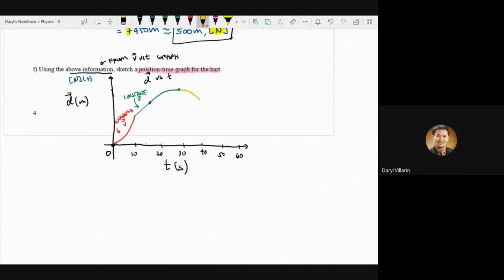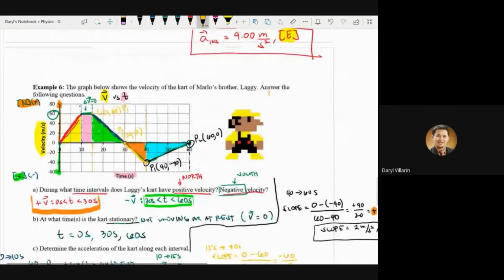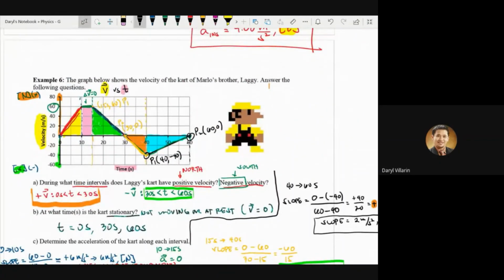Okay. So now what's left is from 40 to 60 seconds. In this particular case, the object is still moving in the negative direction. So it's still moving in the opposite direction, opposite to north, which is south. However, the magnitude decreases because, again, this is from 40 closing to 0. So again, the magnitude decreases.